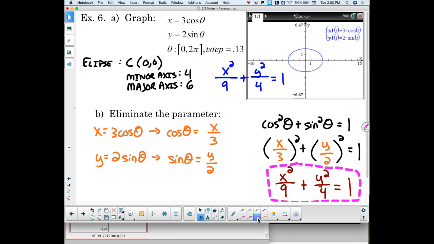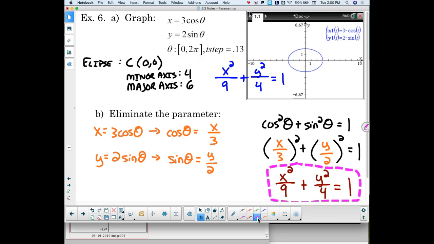What? And that's my blue equation that I should have gotten from first semester.